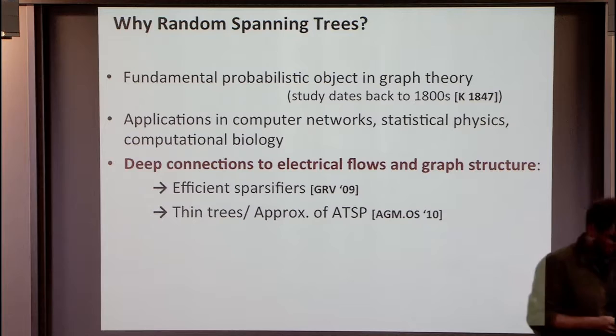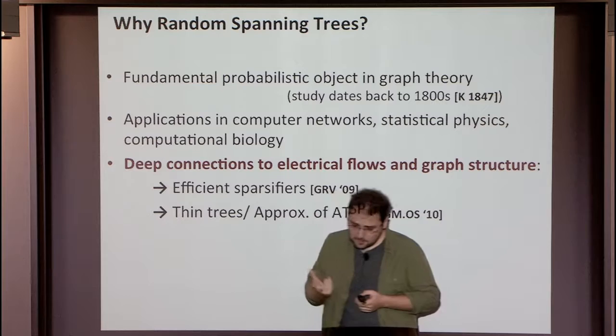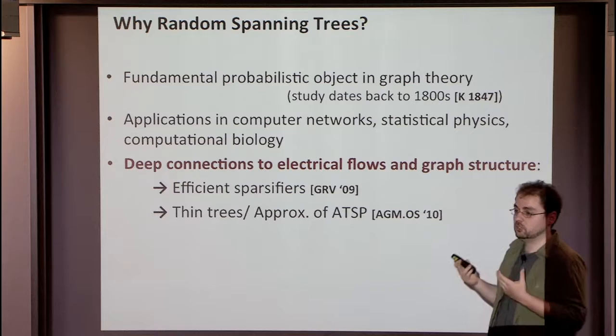Another scenario in which it shows up is that there is an approach to approximating the asymmetric traveling salesman problem that is based on finding some objects called thin trees, and generating random spanning trees is where the best constructions of these objects are coming from so far.